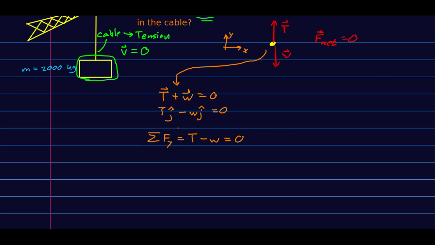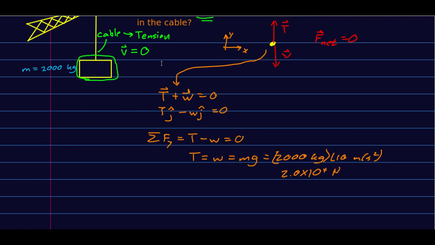T is determined out of Newton's second law from what we know about other forces, right? Remember, it's like a spring force. It can take on any value. And so we just solve for it out of Newton's second law. T is W, which is mg, which is 2,000 kilograms times, and I'll use 10 for g, 10 meters per second squared. So there we go. That's 2 times 10 to the 4 newtons.